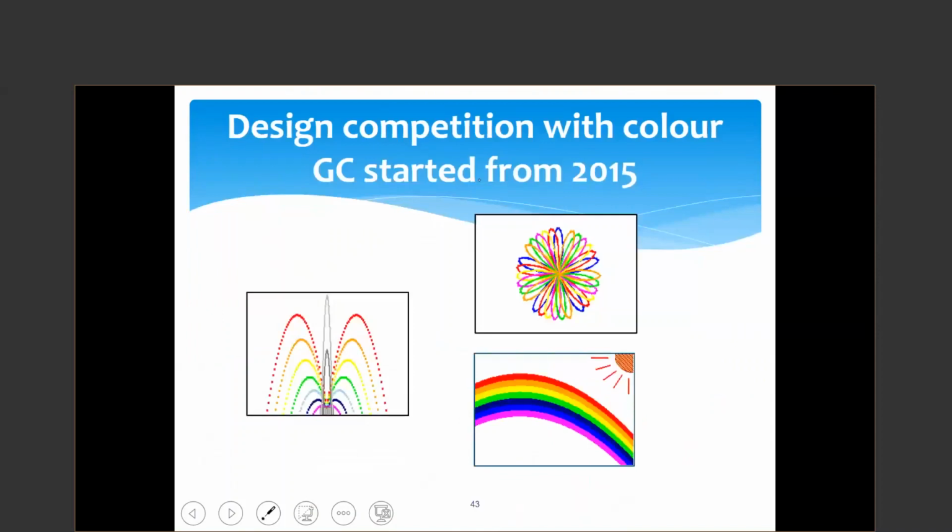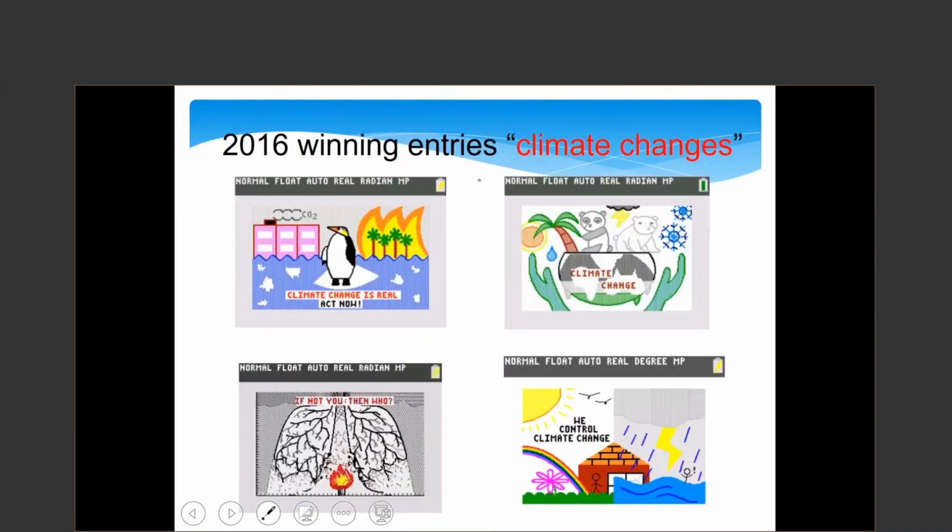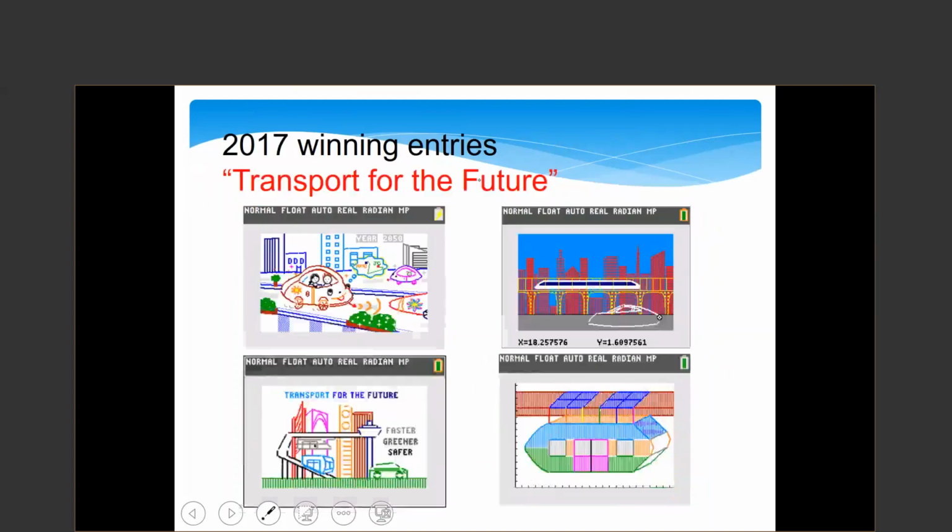In 2015, that year, we started with the color GC. So we have some designs with the color GC, and this is my design. Okay, these are students' designs. Each year we have a different theme. You can see some of the student designs are really very, very creative.